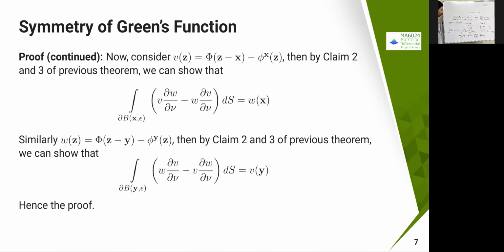So once again, the same kind of thing: the right hand side is going to become p of y. Again, using the same kind of proof of claim 2 and claim 3, you can prove that the right hand side is going to become p of y. Therefore, what we have is that w of x is equal to p of y. So both are the same. That's it. You only need to use claim 2 and 3 from the previous theorem, and then you can claim this.